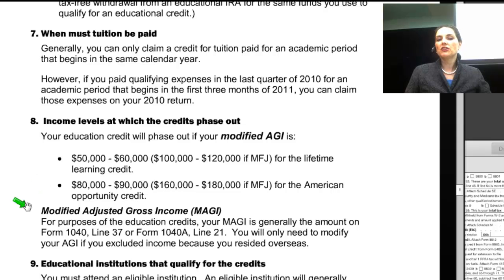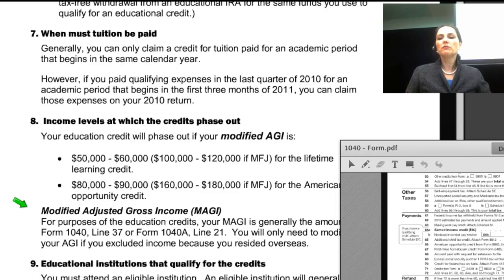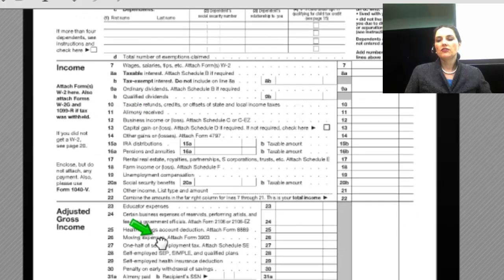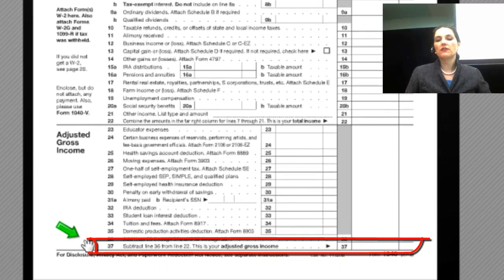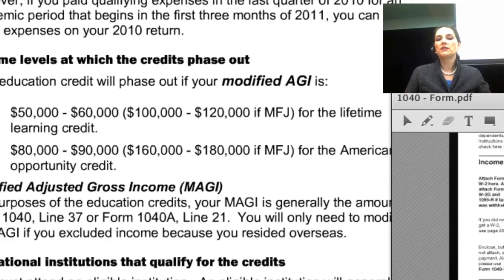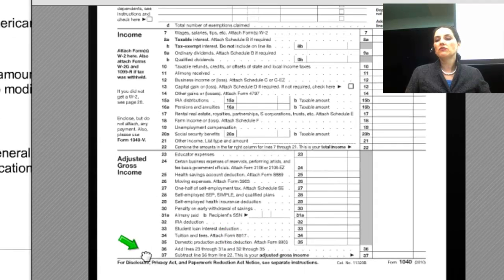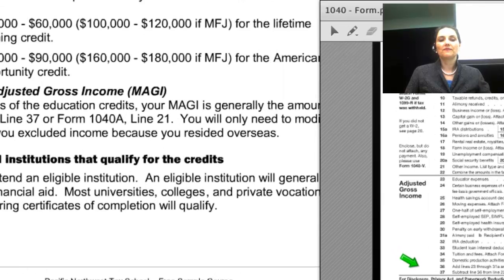So what does modified adjusted gross income mean? Well, let's go back to the 1040 form. Remember I told you that adjusted gross income is a term you needed to pay attention to? Adjusted gross income appears on line 37 of Form 1040. And for purposes of determining your income for these phase out amounts for the lifetime learning and the American Opportunity Credits, your modified adjusted gross income is the same as your adjusted gross income unless you elected to exclude foreign earned income from your income. And of course, that would affect a small number of filers.